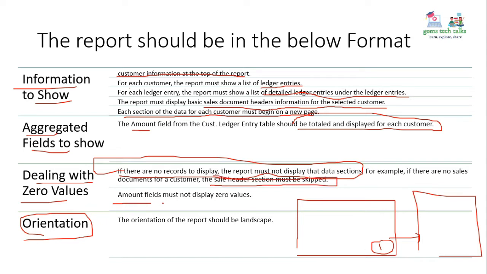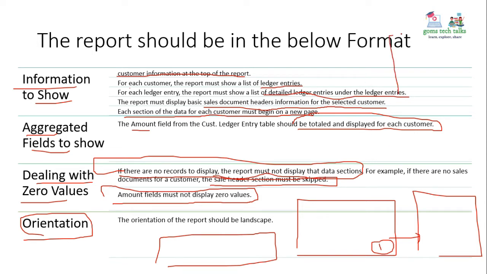The amount field must not display zero values, and for the orientation we are going to use landscape. So what is a portrait? Portrait will be like this, like a normal A4 sheet. Landscape means if you just turn that sheet, how it looks. So this is how my report should look.